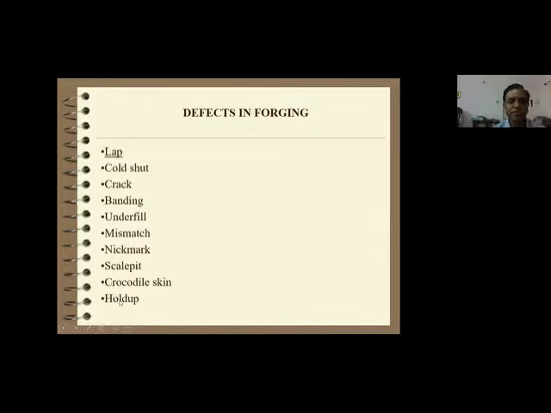And then the hold up, that is basically the dimension as per the drawing. So these are the general defects which occur in forging.